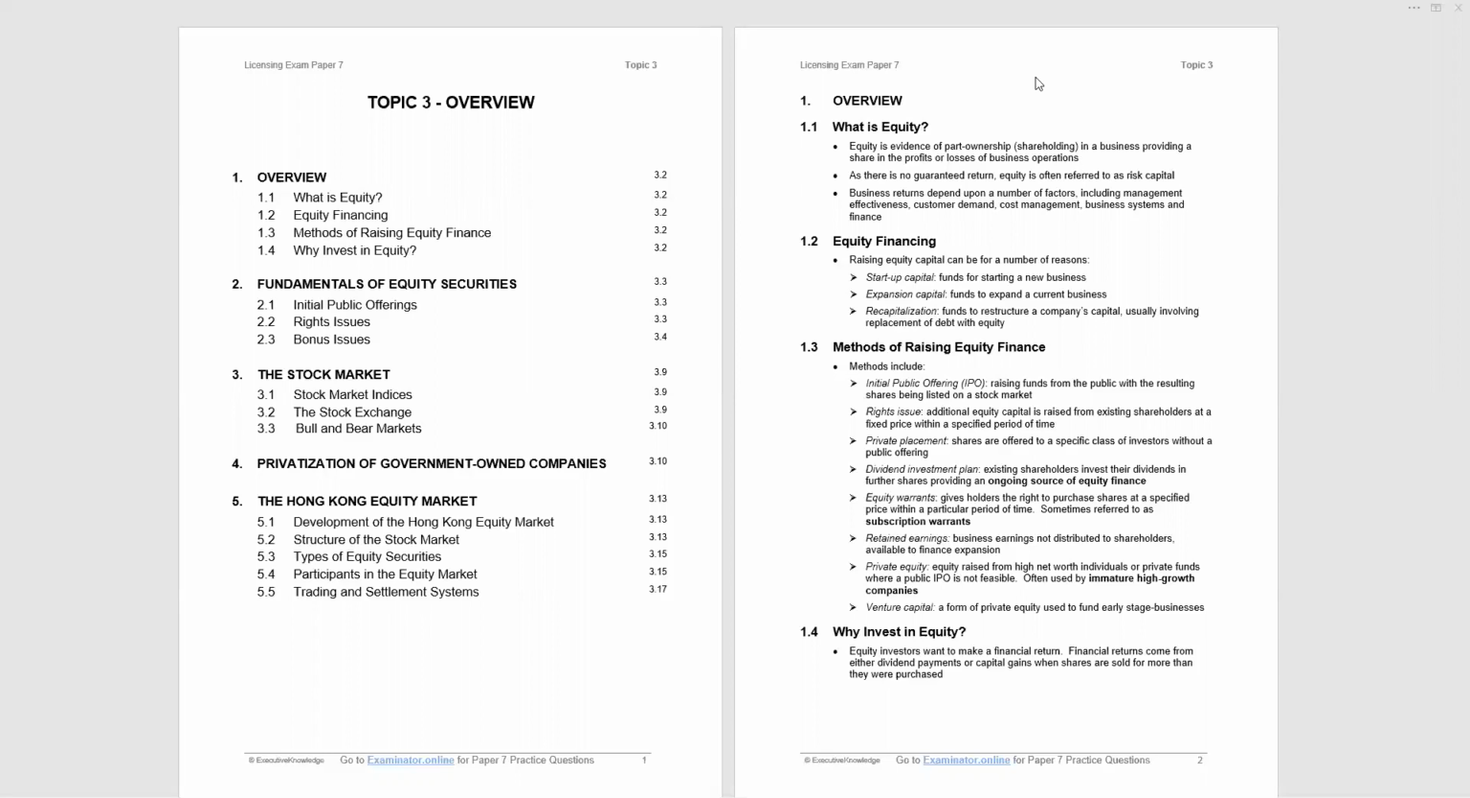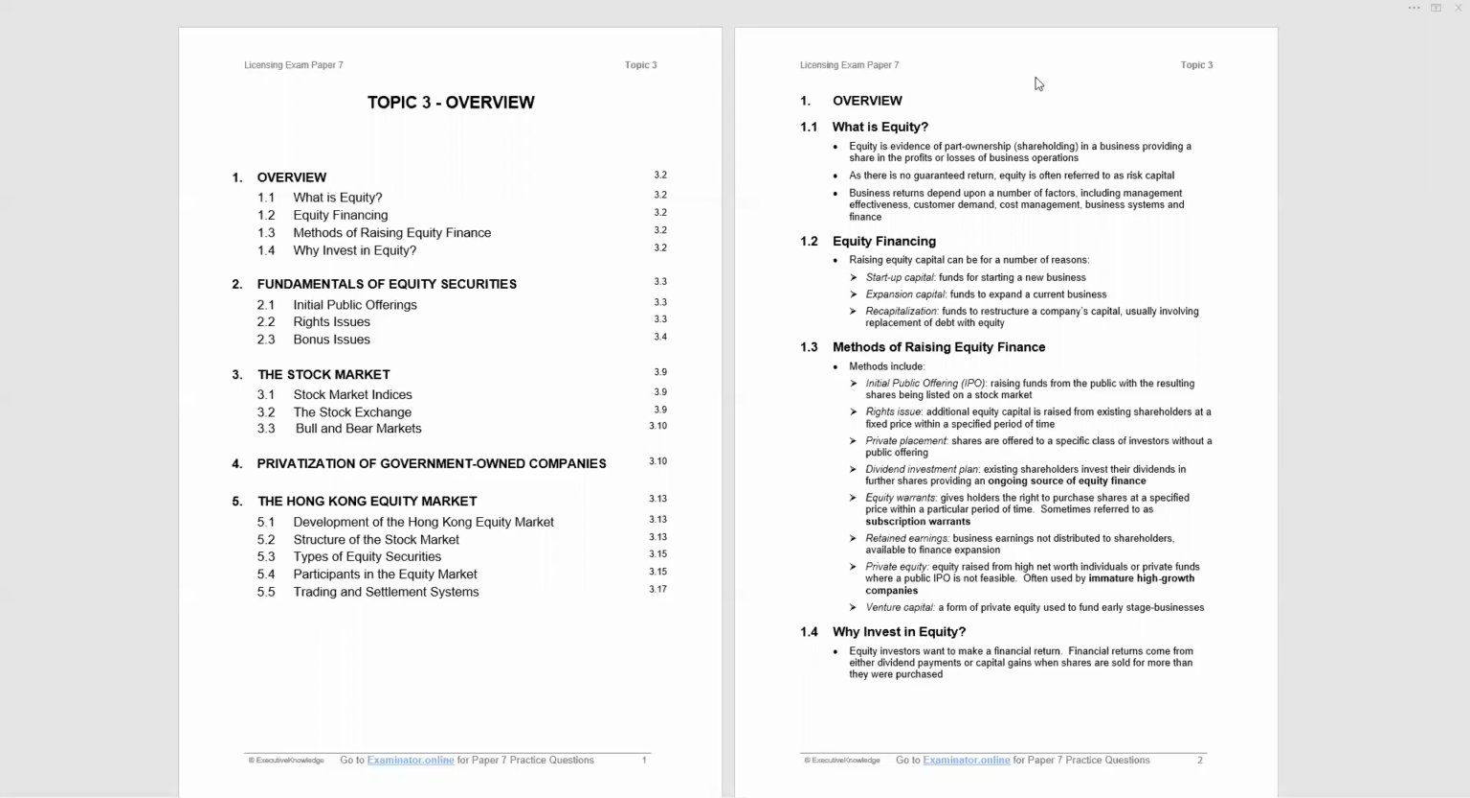Now, there are a number of methods of raising equity finance: IPOs, initial public offering, going to the market, a rights issue, and we'll be dealing with this in more detail a little later, but a rights issue is where existing shareholders can subscribe for more shares in proportion to their existing holding. Private placement goes to specific investors without a public offering, although it can be combined with a public offering. Dividend investment plan, that's where existing shareholders invest their dividends. So they don't take the cash dividends, they invest them in further shares of the company.